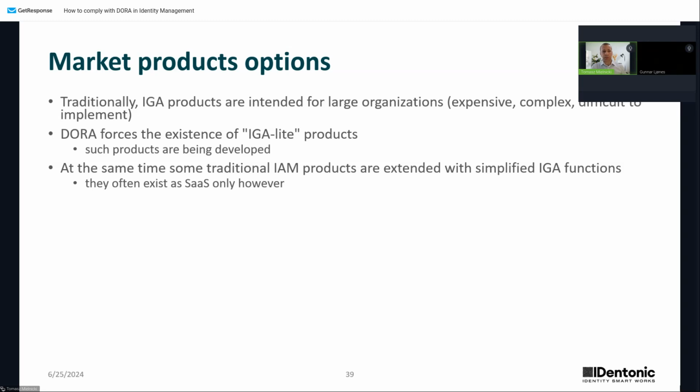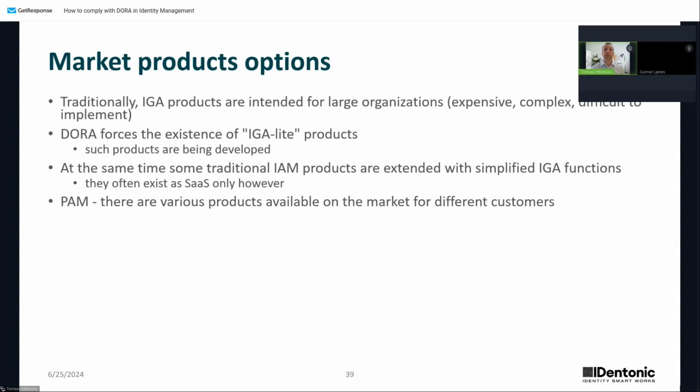But you need to know that, for instance, the traditional IAM products, the most common now, like Okta or OneLogin, are just SaaS products, and not every organization is happy about that. So you may need alternative solutions like open source Keycloak. It's an IAM product, but without IGA functions, or maybe some others that are still on premise. So there are a number of open questions. For PAM, there is a really huge choice in the market. You can have products for each and every size of organization.